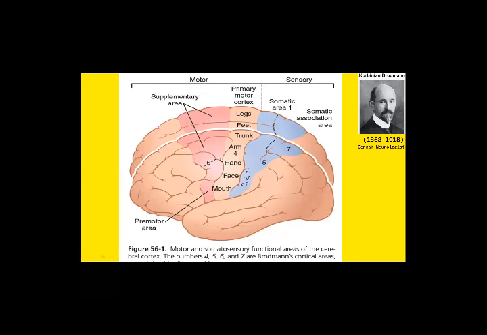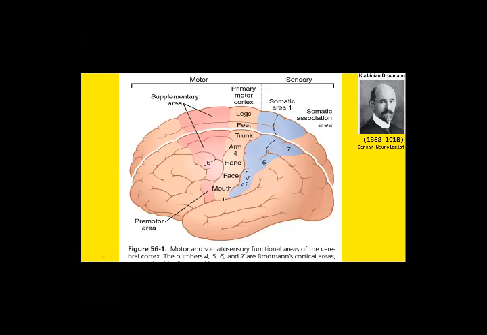And there are multiple fissures, grooves, and gyri over the surface of the cerebral cortex. The indentations are the sulci, and the elevations are the gyri.